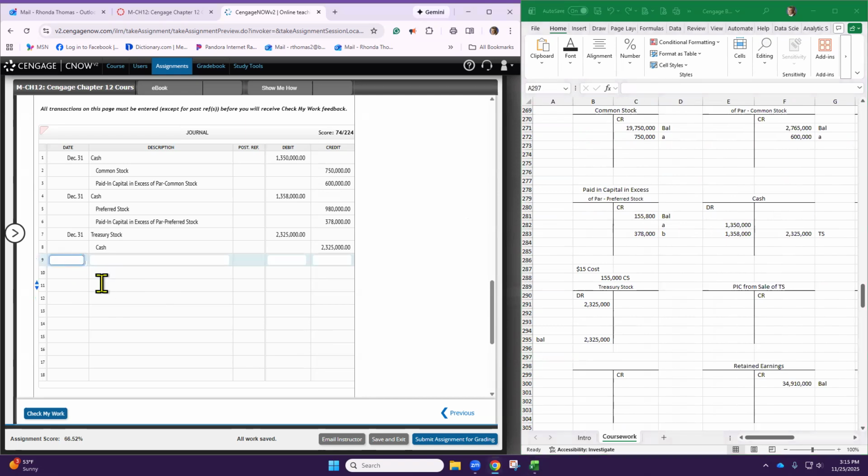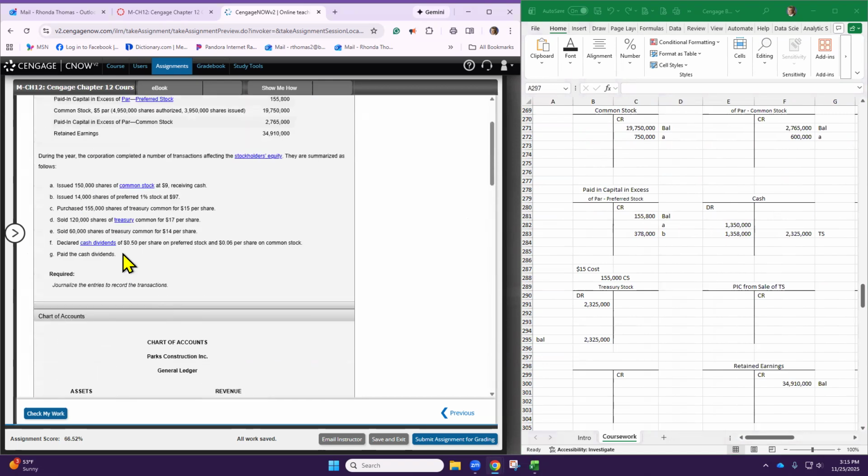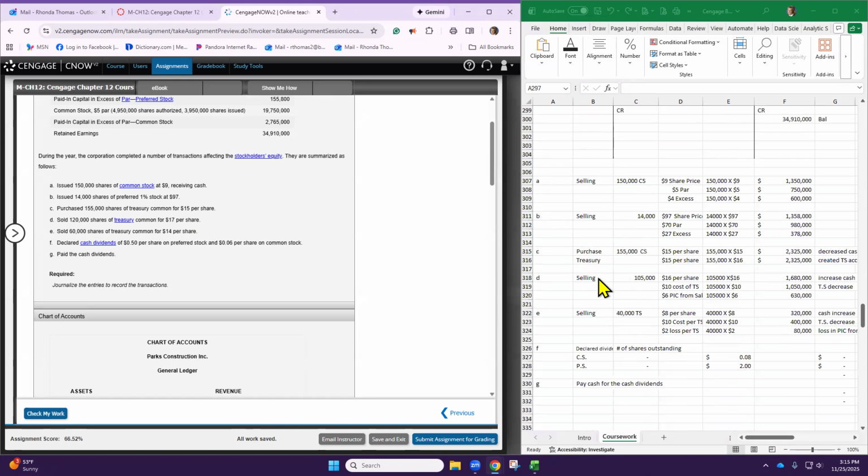Okay, so let's put a date in, and get to reading here. All right, so now we're going to read that we sold 120 of those shares at a value that was higher than what we paid for them. So now let's go down here and figure this out. So now we're going to sell treasury stock.